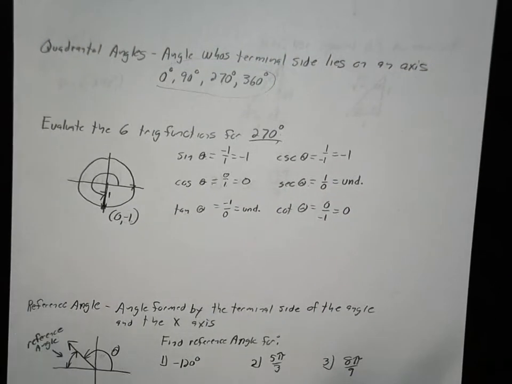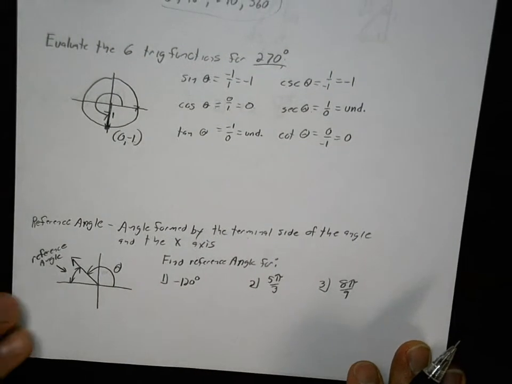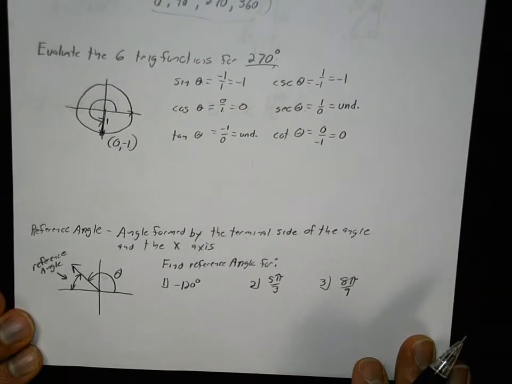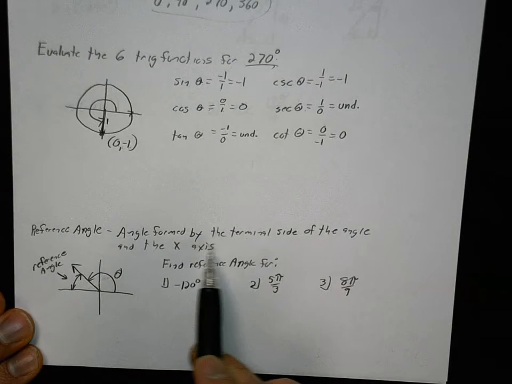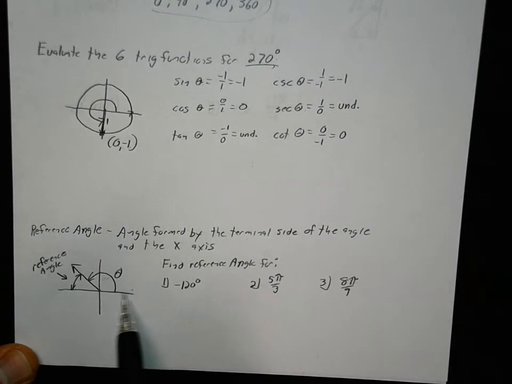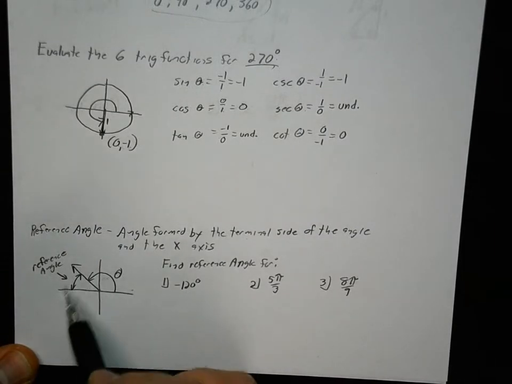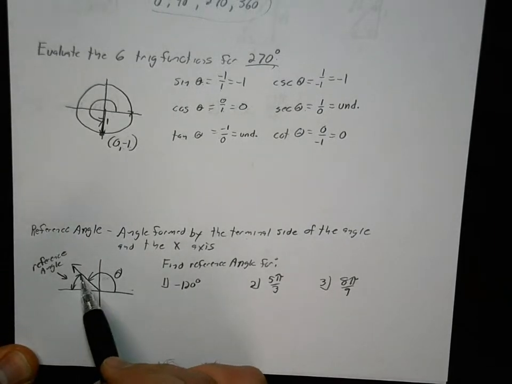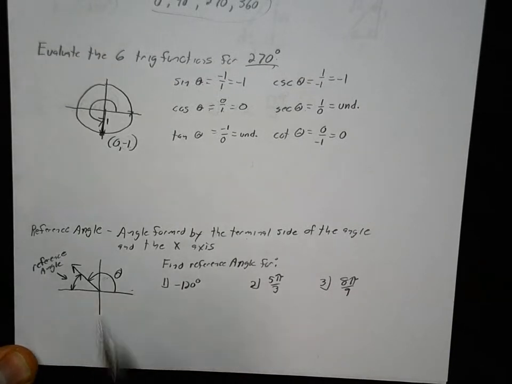Next part here, let's talk about reference angles. A reference angle is an angle formed by the terminal side of the angle and the x-axis. Okay, so for example, if I drew this angle here of theta, the reference angle is the angle it makes with the x-axis. So in this case, it'd be this angle here.